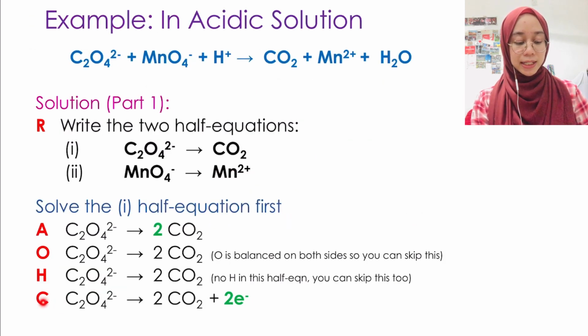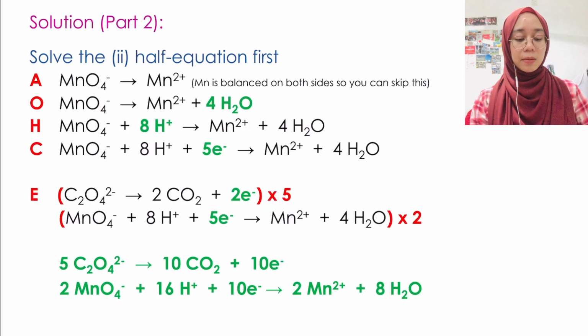So A, O, H, C ni lepas dah settle yang ni, baru Miss settlekan the second half equation pula. Okay, so second half equation, Miss settlekan semua ni. And then, dah dapat bahagian C untuk yang second half equation ni, baru Miss tulis untuk yang step yang ke-6 pula, nak balancekan elektron tu kalau perlu. Okay, jadi kamu boleh tengok sendiri yang ni.